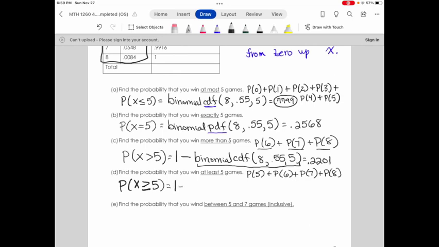So, in the calculator, if I use that trick where I subtract from 1, in this case, I would do binomial CDF, subtract it from 1, but when I put in my value for x, what I want to subtract off, since I want to include 5 in my answer, I want to subtract off everything up to 4. So that's what I'm going to put here. And when you do that, you're going to get 0.477.